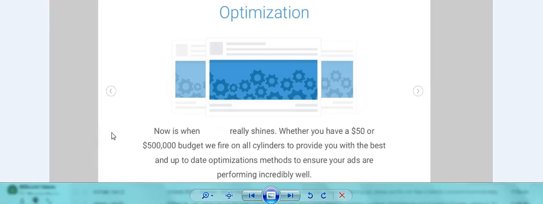So now is when we really shine on your behalf. Whether you have a $50 a day budget or a $500,000 a day budget, we fire on all cylinders to provide you with the best and up-to-date optimization methods to ensure your ads are performing incredibly well. So that means, are the first 10 ads working better than the next 10 ads? Which one is working the best out of those, driving you the best clicks, the best conversion rates, and the best cost per acquisition?